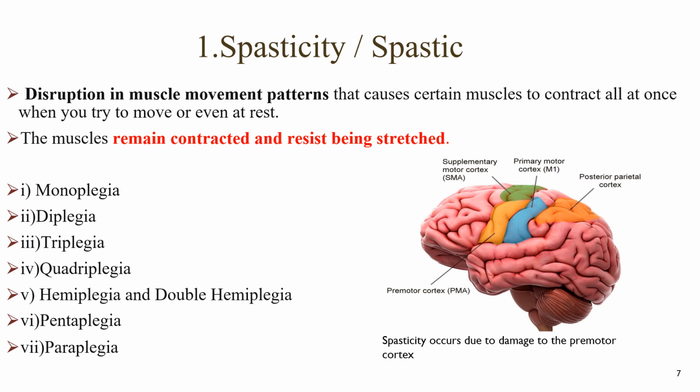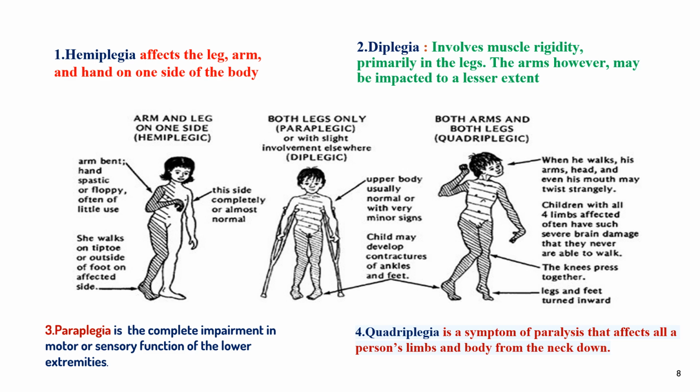There are subtypes of spastic cerebral palsy. They are monoplegia, diplegia, triplegia, quadriplegia, hemiplegia, double hemiplegia, pentaplegia, and paraplegia. Let's see some of them in the next slide. Monoplegia, which affects one limb. Diplegia, it involves muscle rigidity, primarily in the legs. The arms, however, may be impacted to a lesser extent.